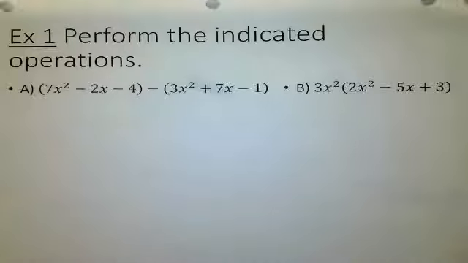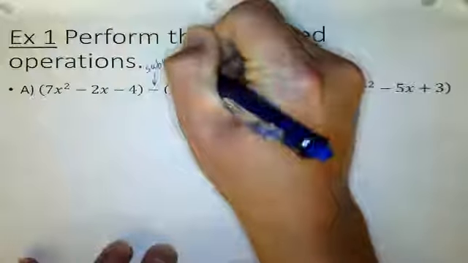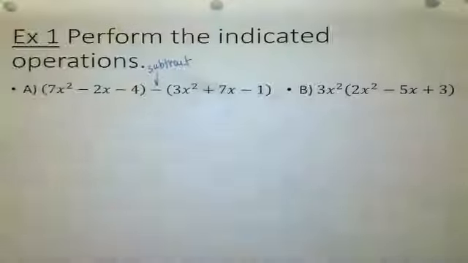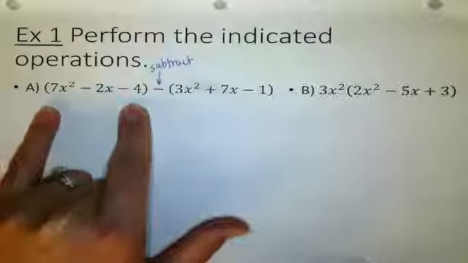Okay, what operation are we doing in letter A? Subtraction. Yeah, there's a big subtract right in there. I don't know why, but a lot of people have a super hard time with subtracting two polynomials, and that's essentially what we're looking at here. We have one polynomial.